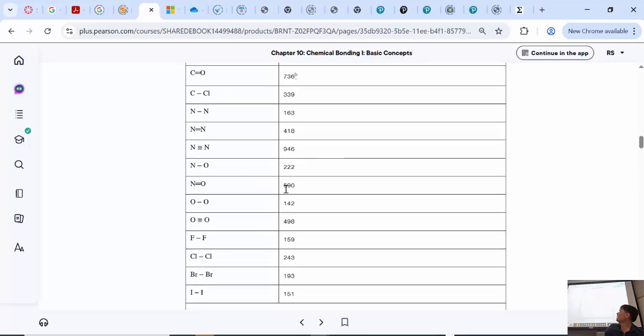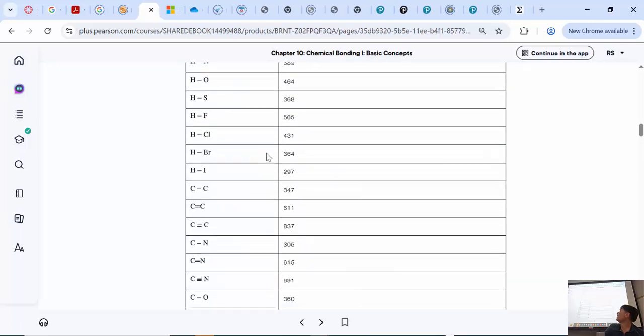But when we look at HF is 565, HCl is 431, HBr is 364. HBr and HCl are strong acids. HI is 297. So we go HI 297, 364, 431, 565. That just seems like an even trend. But HF is significantly weaker of an acid, so that doesn't explain it.